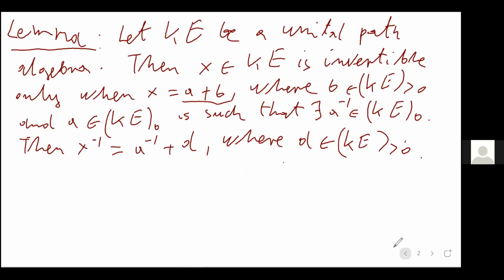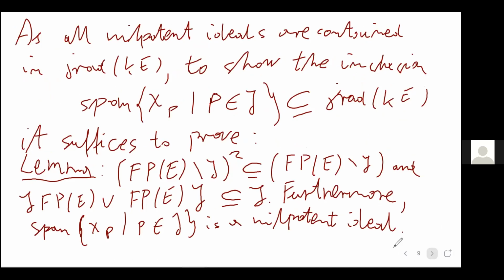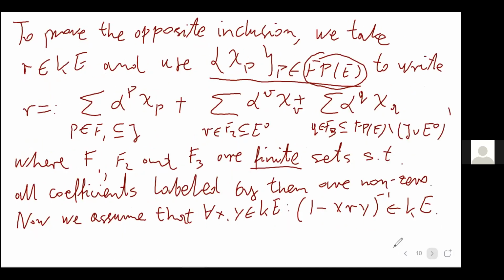By this lemma, okay? I have a unital path algebra KE, and I have an element of the form A in the commutative subalgebra plus B in the arrow ideal. Then if it is invertible, it must be of the form A inverse plus D, where A is this part beyond the arrow ideal. And you see that it immediately leads to a contradiction, because the sum of all but one projections cannot be invertible.